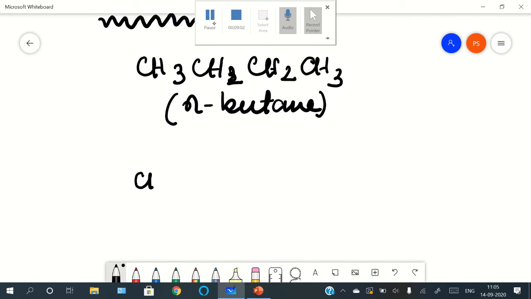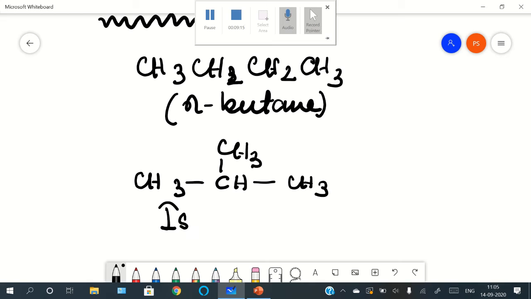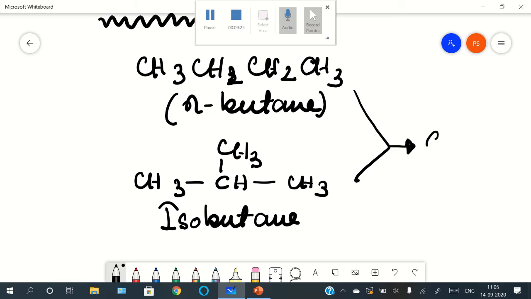If we create a branching over this butane, the entire compound will look like this. This is nothing but isobutane. These are the two isomers of butane. Both of them have molecular formula C4H10, but both of these compounds are different from one another.